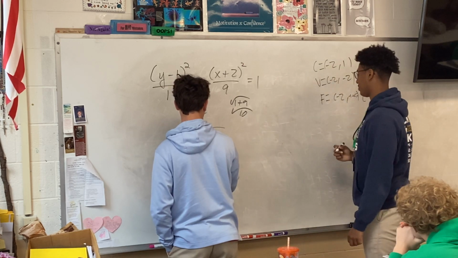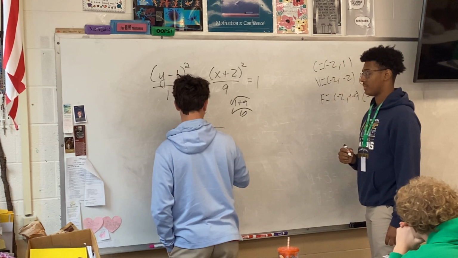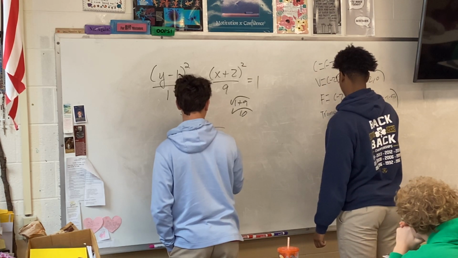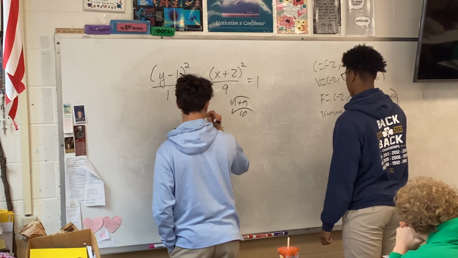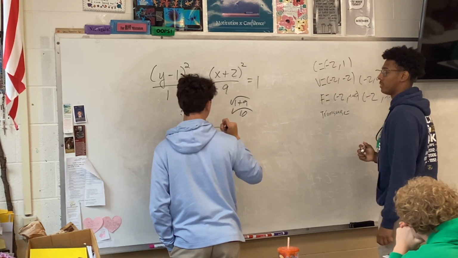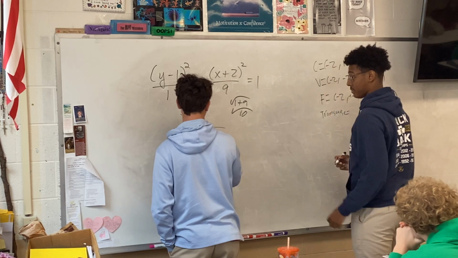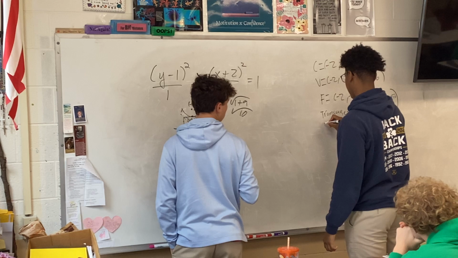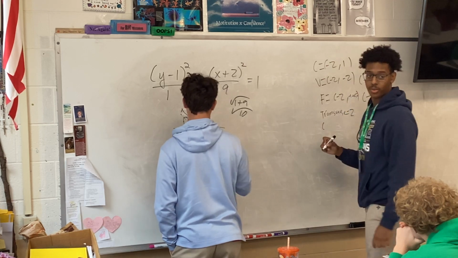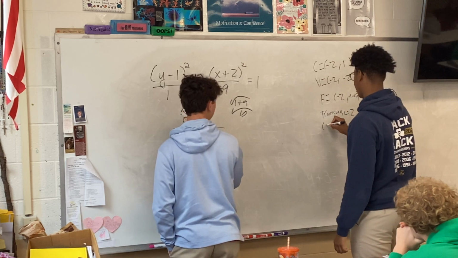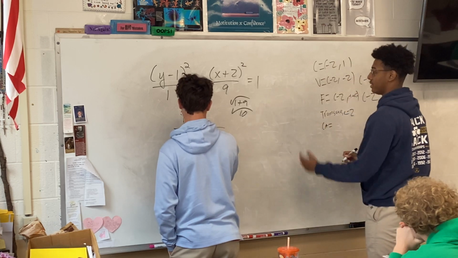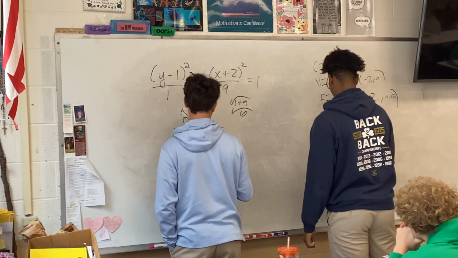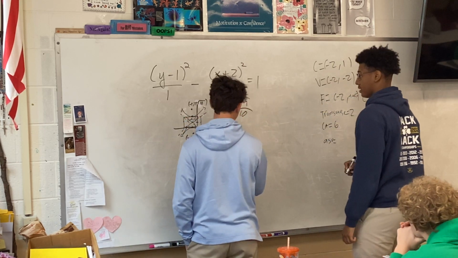Gotta find, what else? The transverse. And that's 3. Nah, it's 2. Okay, on the y-axis, so it's 2. Oh, yeah, you're right. And C, what's it called? Connor, I don't know what it's called. CA was 6. Then the asymptotes.